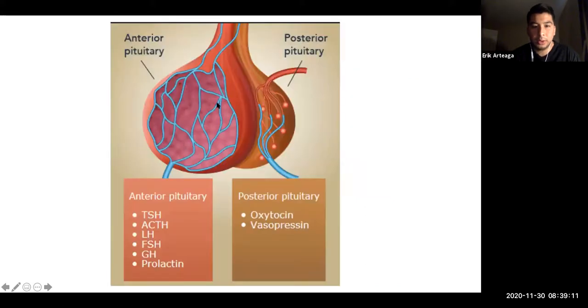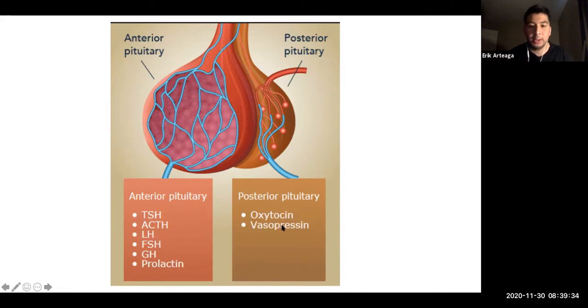But the anterior produces the follicle stimulating hormone, luteinizing hormone, growth hormone, and prolactin. So a lot of different hormones are produced here. The posterior produces oxytocin, which is that euphoric hormone, associated with touch and with mother and child nurturing.